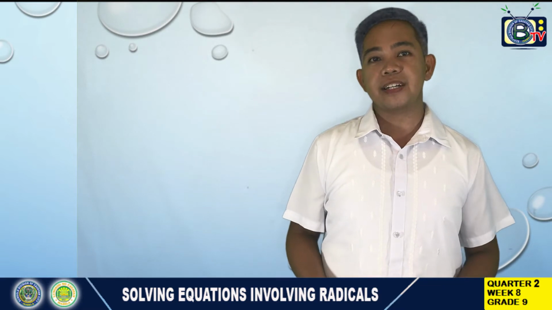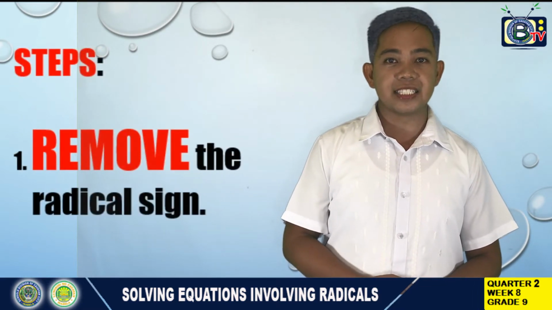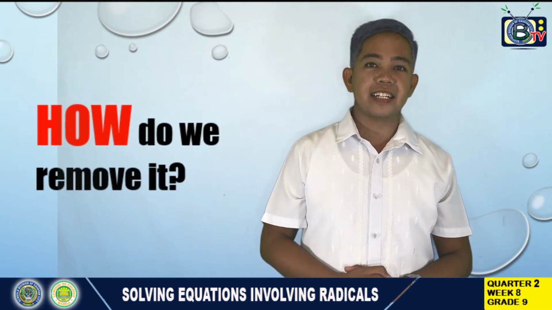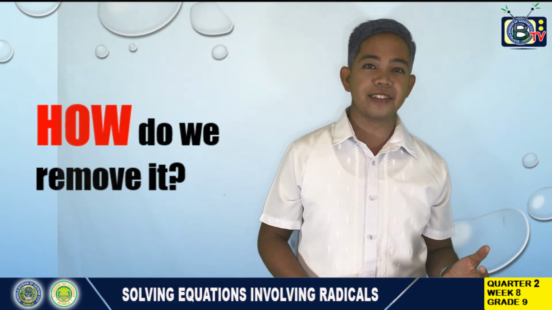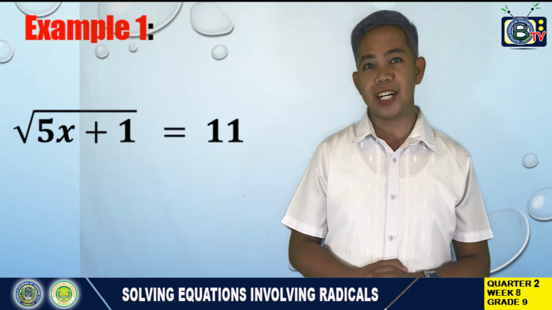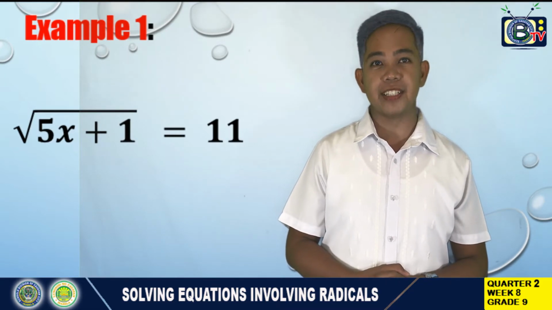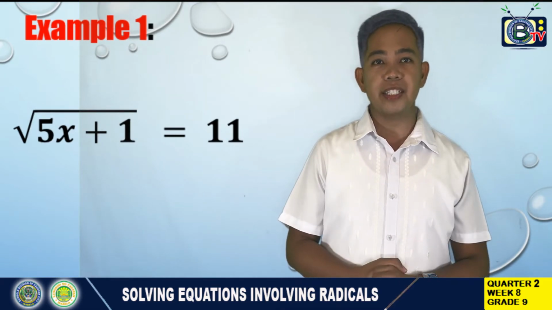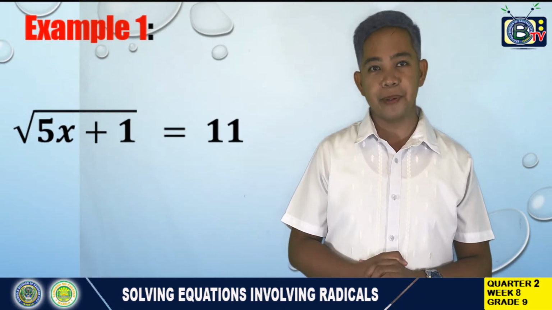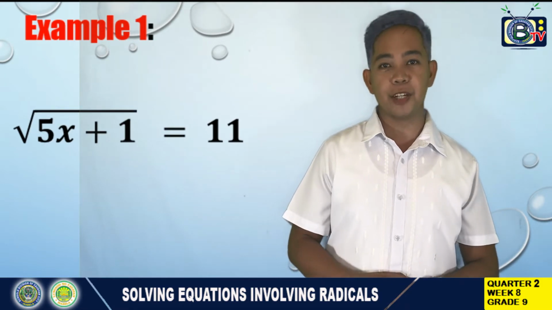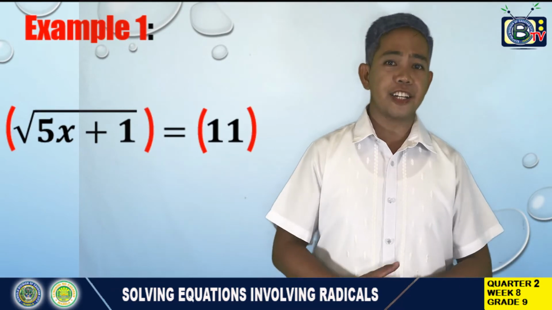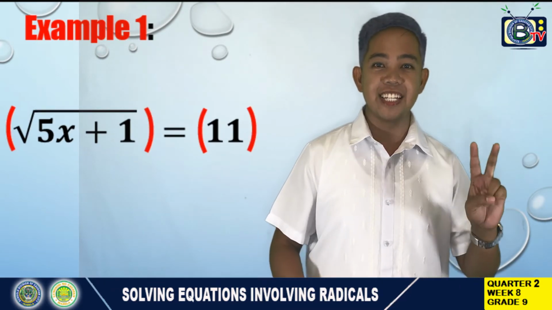The first step is to remove the radical sign. But, how do we remove it? It's easy, class. Let's consider this example. We have the square root of the binomial 5x plus 1 is equal to positive 11. In this case, we are now ready to remove the radical sign by writing close and open parentheses on both sides of the equation. Write it to the left and also to the right. Can you follow? Let's do the second step.